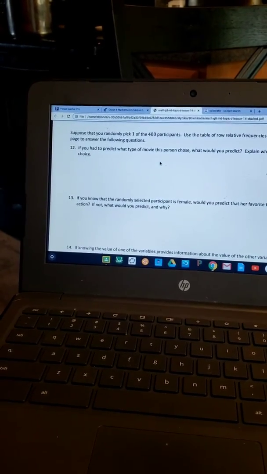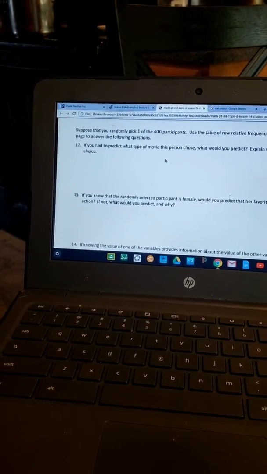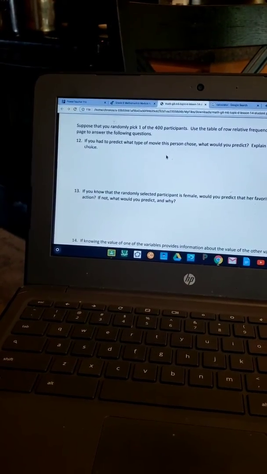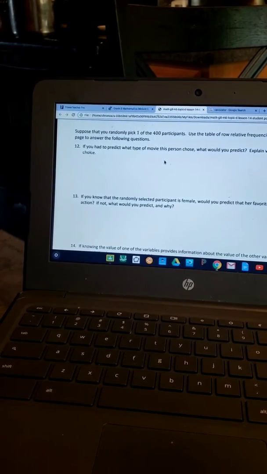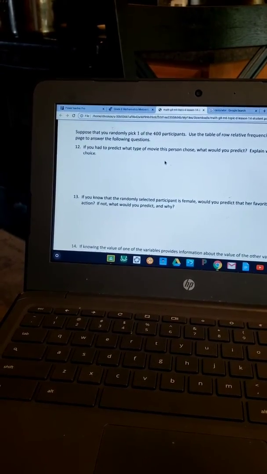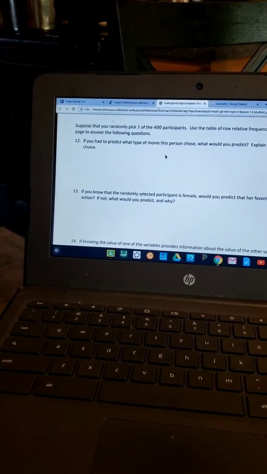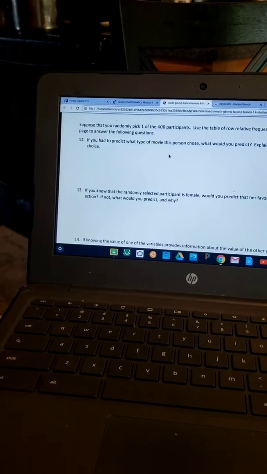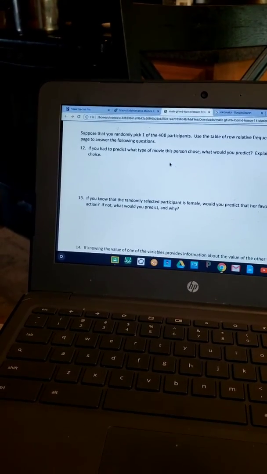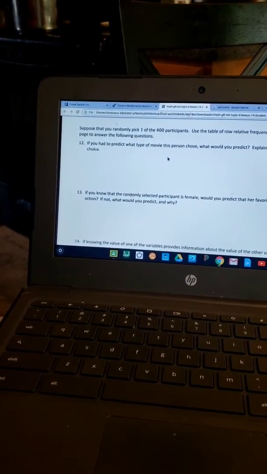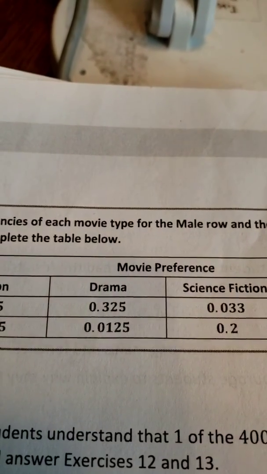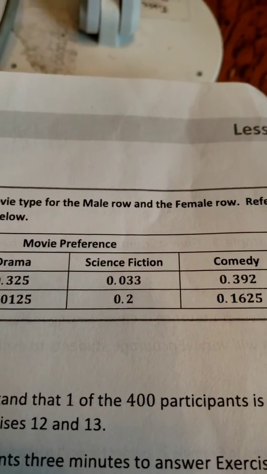It says, if you know that the person that you select is a female, what would you predict that her favorite type of movie is? Would you predict that her favorite type of movie is action? And then it says, if not, what would you predict? Well, let's look at the females and the percentages. I have 0.25 for action. Then for drama, I have 0.325. For science fiction, I have 0.003. And then for comedy, I have 0.392.